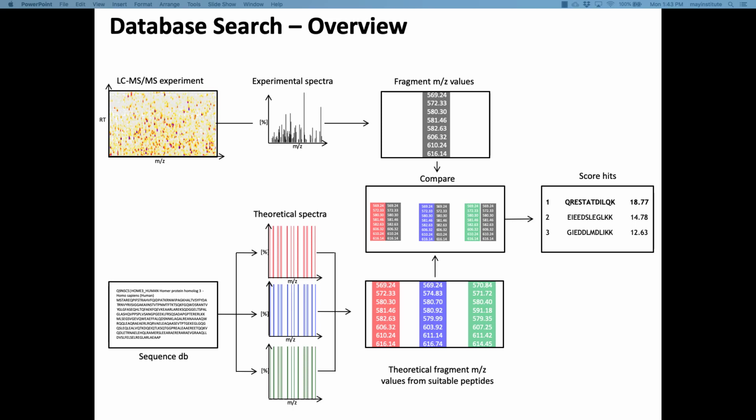Yes, please. How does a common database search treat the intensities of these ions? How do they score? Like how do they take that into account? Not at all.